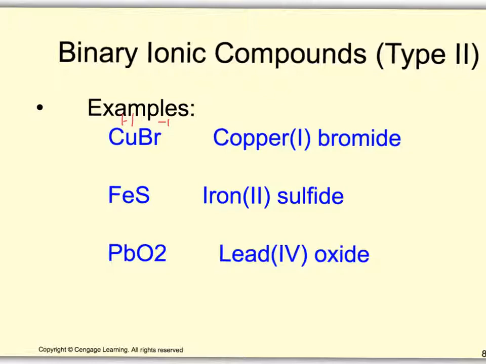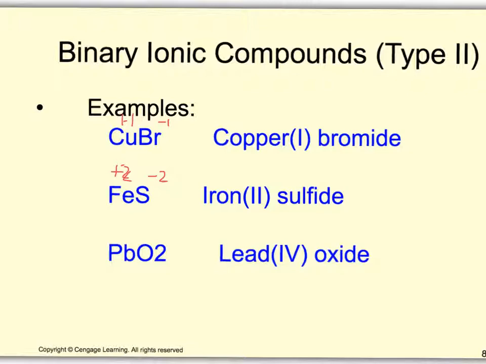Well, when we look at the periodic table, we know that sulfur has a -2 charge. We know that our iron and our sulfur has a 1-to-1 ratio. Therefore, our iron must have a +2 charge, and that will result in our having iron(II) sulfide. Now, our third example is a little bit trickier, PbO2.